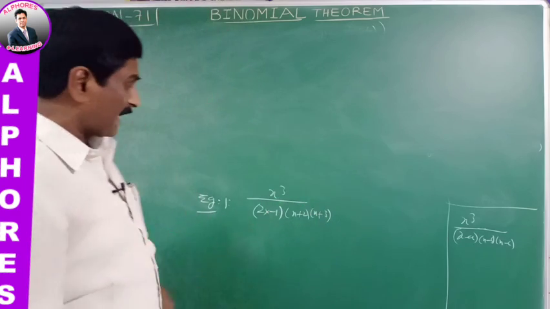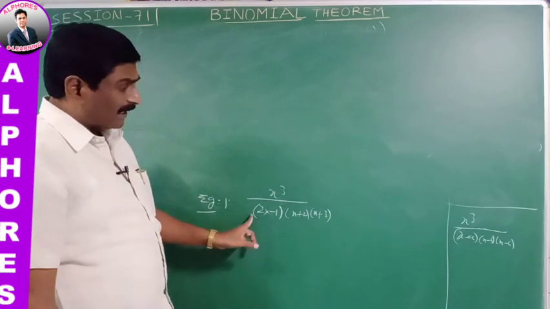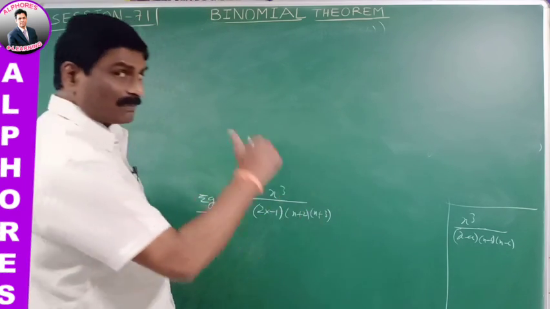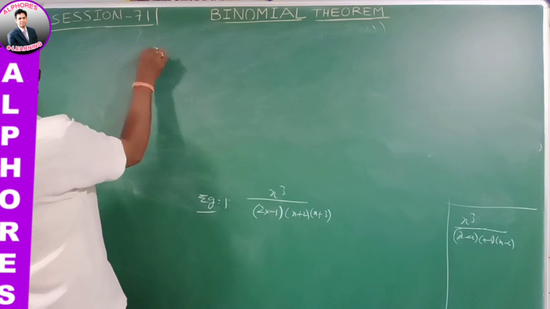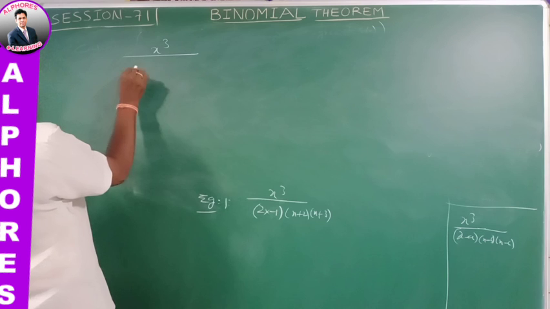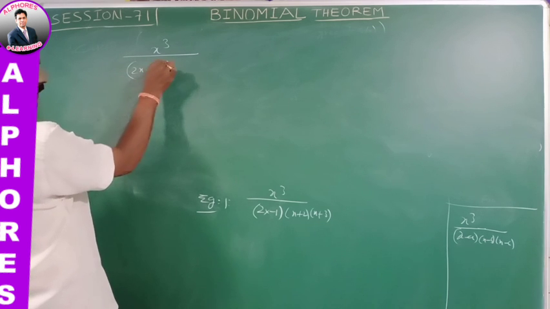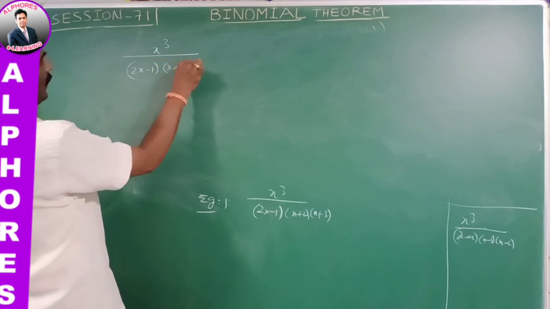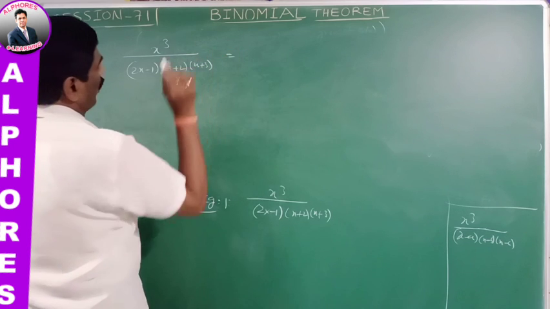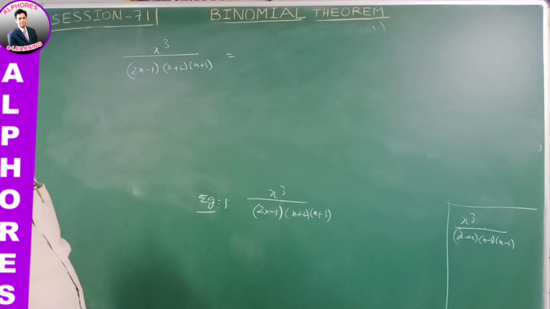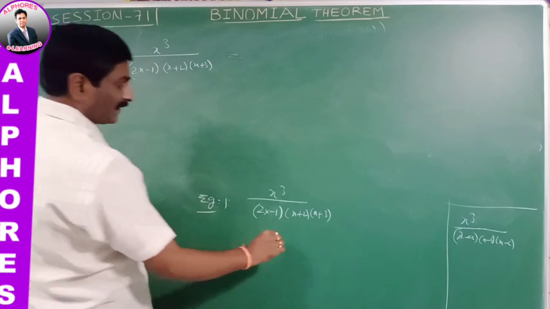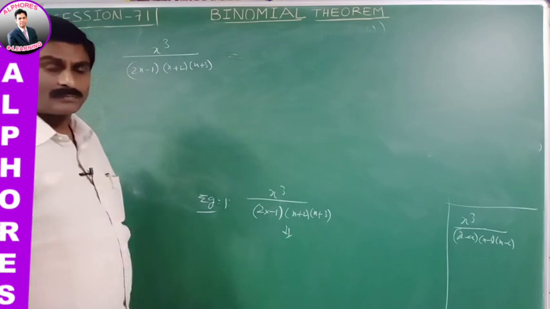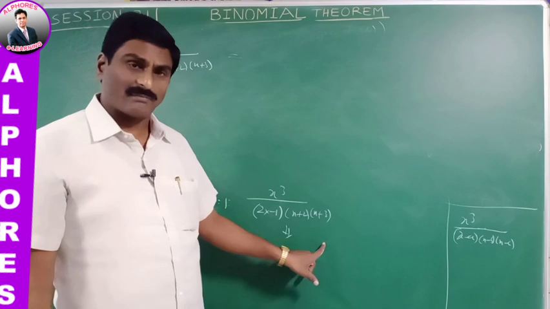Here it can be reduced into constant plus something, r of x by g of x. Here what is the equation? x cube by 2x minus 1 into x plus 2 into x plus 3 is equal to, what is the constant value? k is nothing but, please observe this value. Clearly it is an improper fraction.